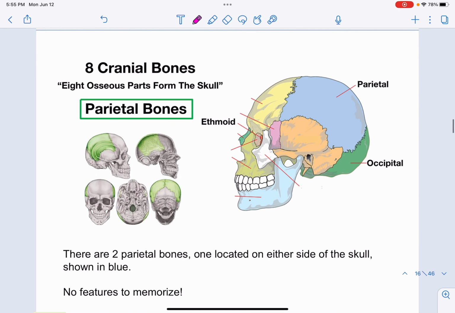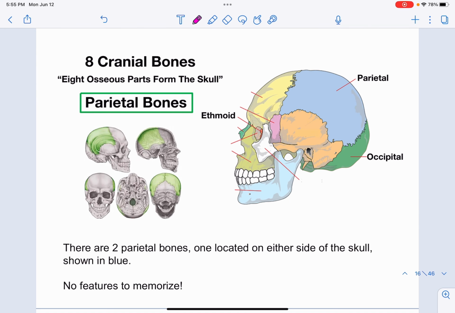All right, let us move on to the parietal bones. There are two parietal bones, one located on each side of the skull. You can see some images here, a sagittal view. Here you can see both of the parietal bones if you're looking at it from the posterior side. That's the posterior view. The good news is there are no features to the parietal bones that you need to memorize. You just need to be able to identify the parietal bones.